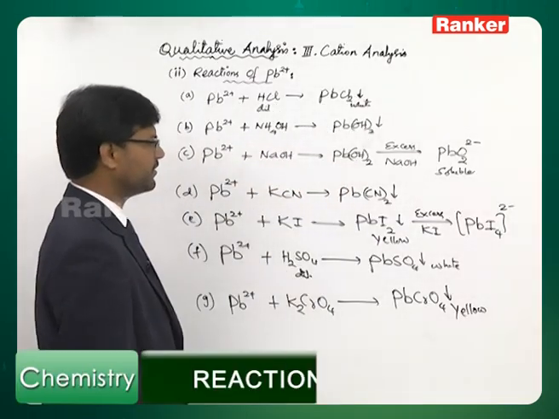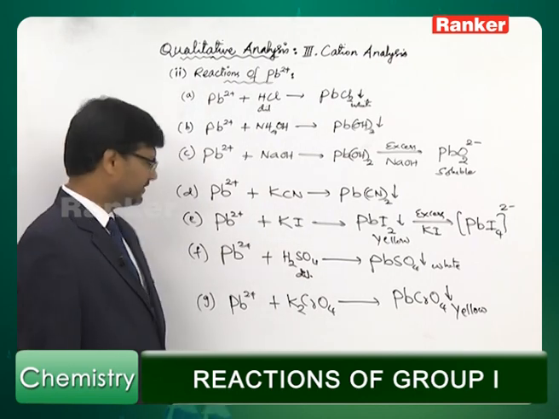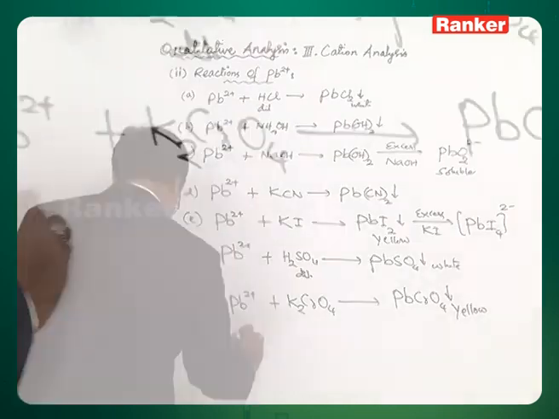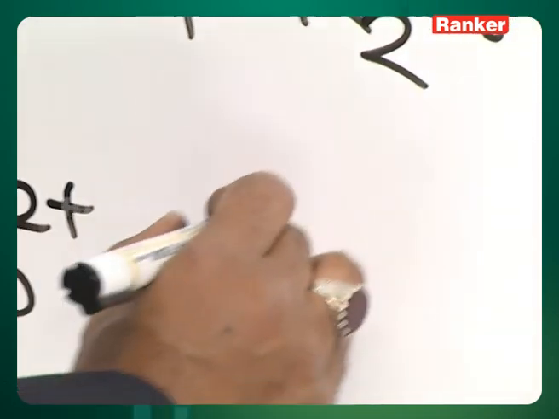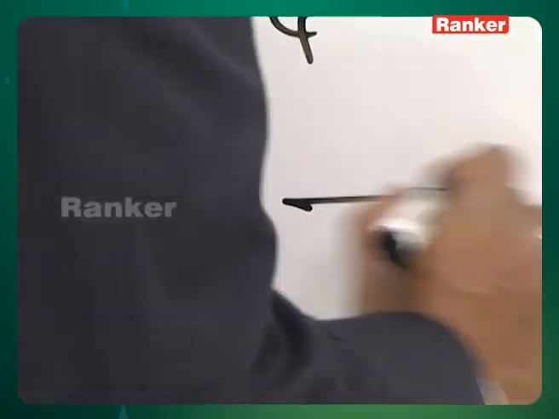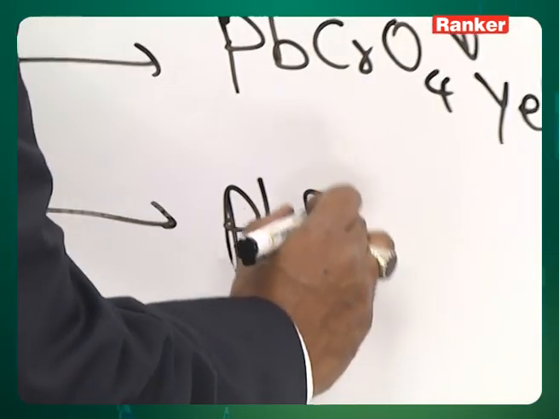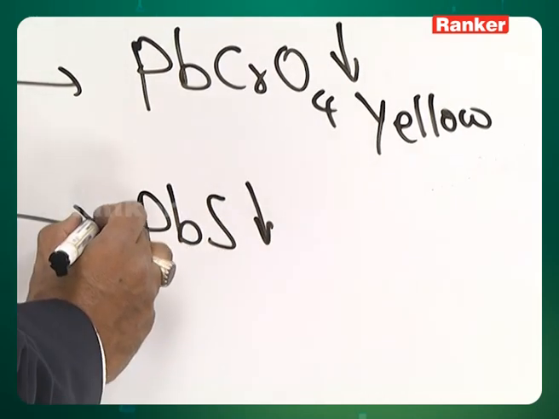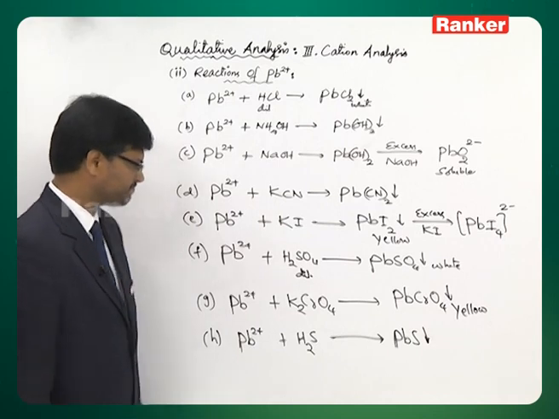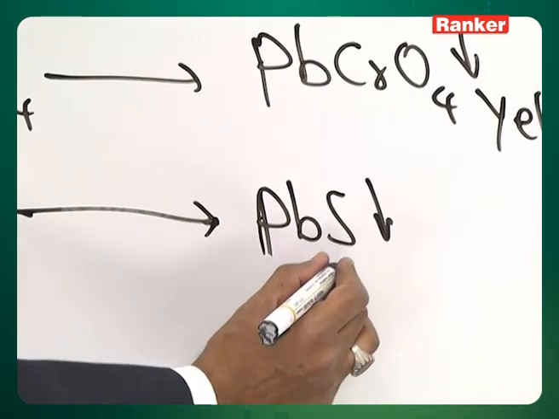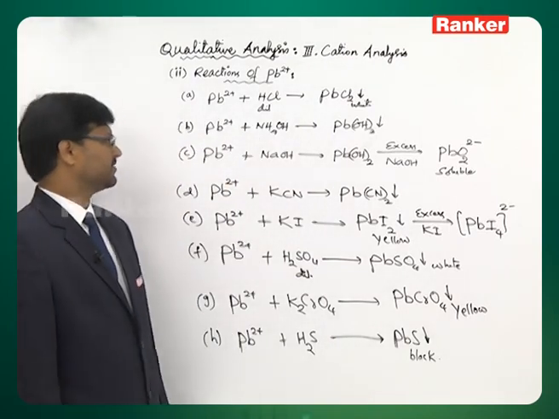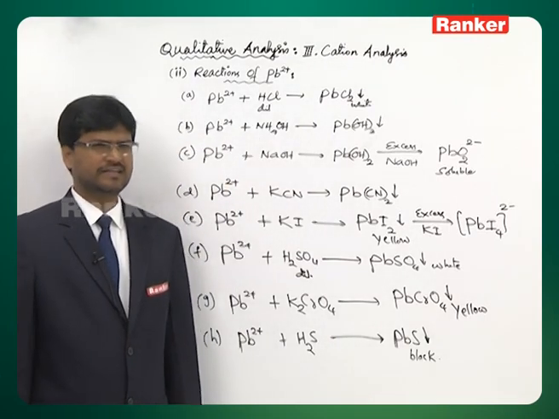So these are few important reactions of lead. I'll add one more here, H. Pb2 plus plus H2S gives rise to PbS, which is a black precipitate. So these are few important reactions of lead.